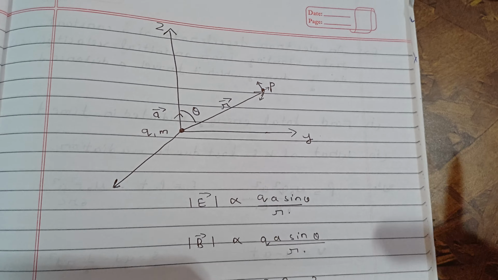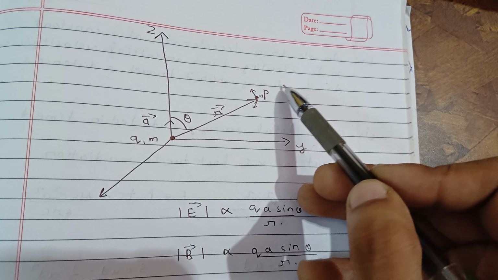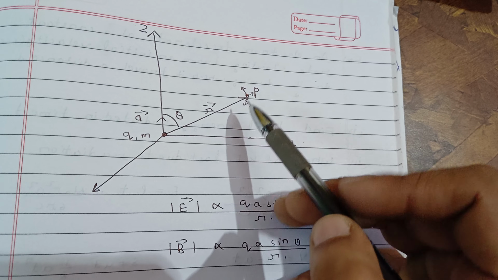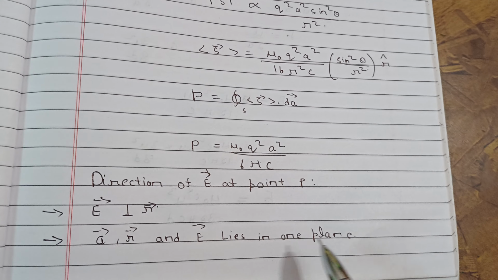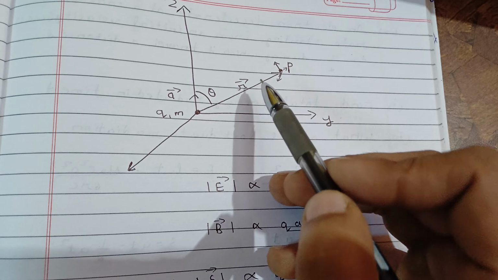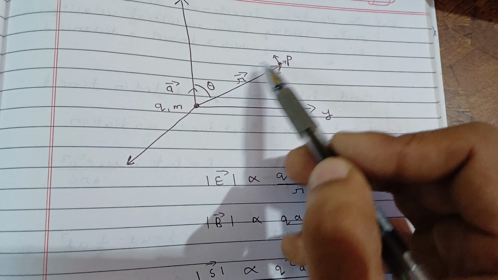So again we need to see what will be the direction of E at this point. So see, r cap is in this direction, so E must be perpendicular to r. It can be in this way also and this way also, both are perpendicular to this. But there is one more condition, that A, R and E must lie in one plane. So A is in this direction and R in this direction, and E must be in this plane only. So this will be only this. So this is your direction of E, because R, A and E must lie in the same plane.